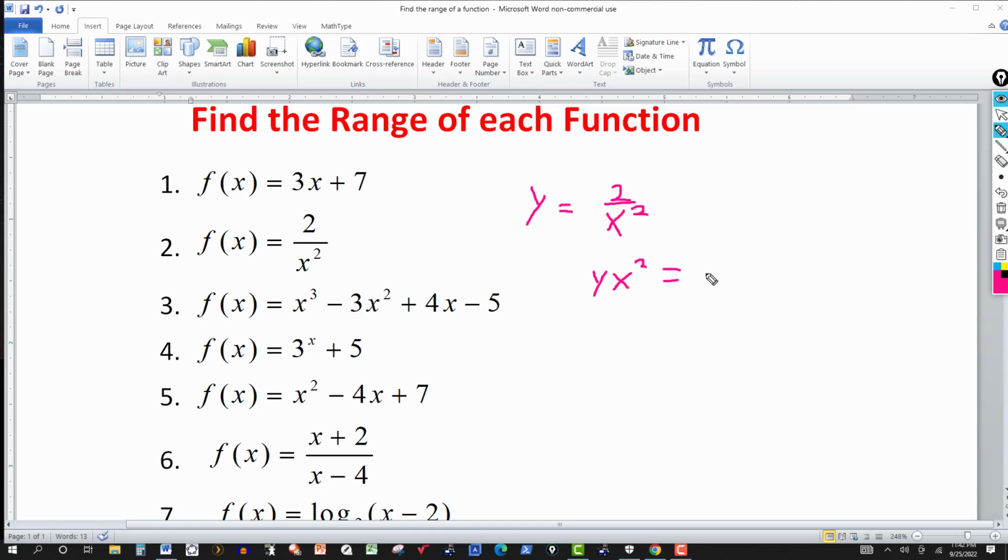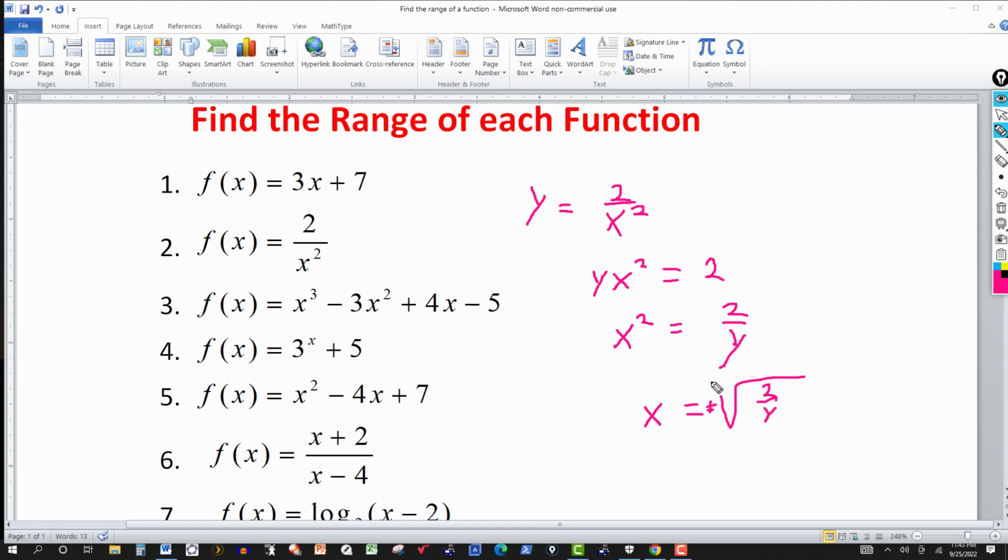Get this over here. This side will be 2. X squared and x squared cancel. And then let's divide both sides by y. And this y will cancel. And then over here I get 2 over y. So solving this for x, I'd have to take the square root of both sides. Plus or minus the square root of this here. So this will be 2 over y.